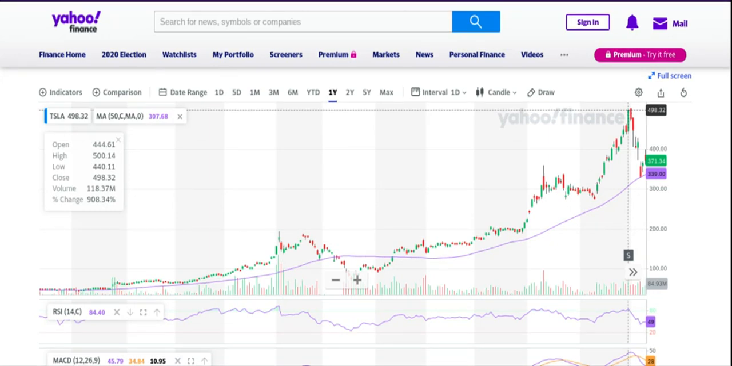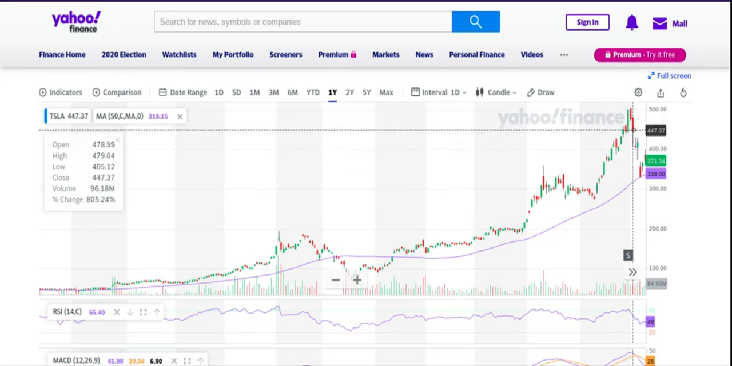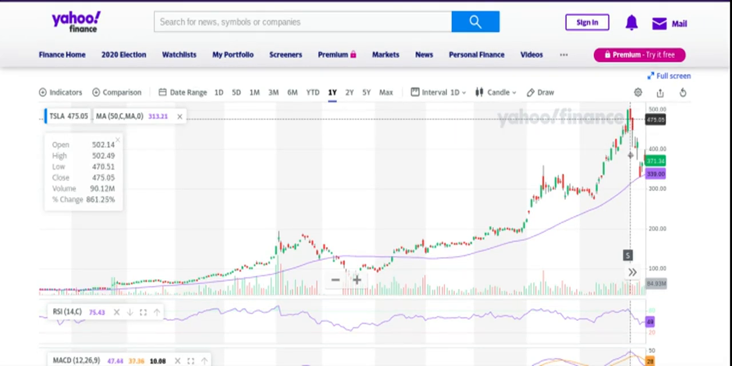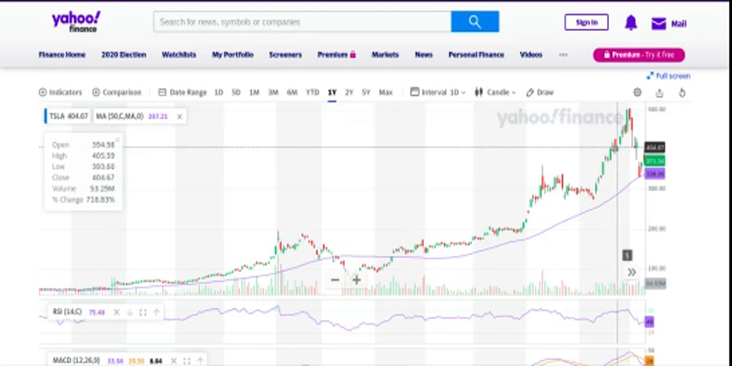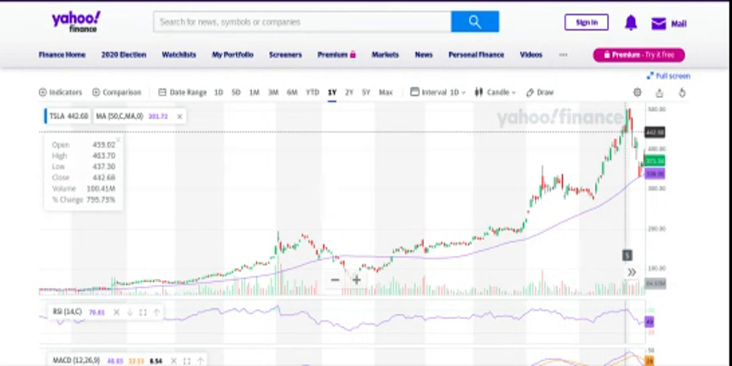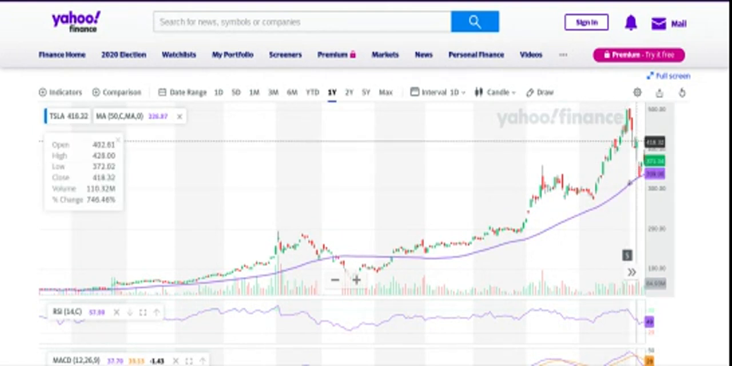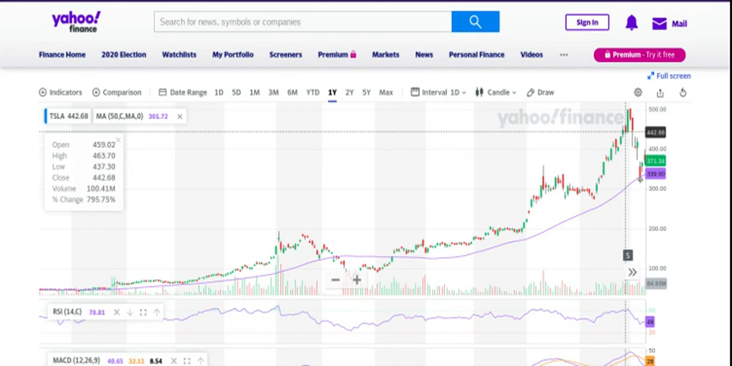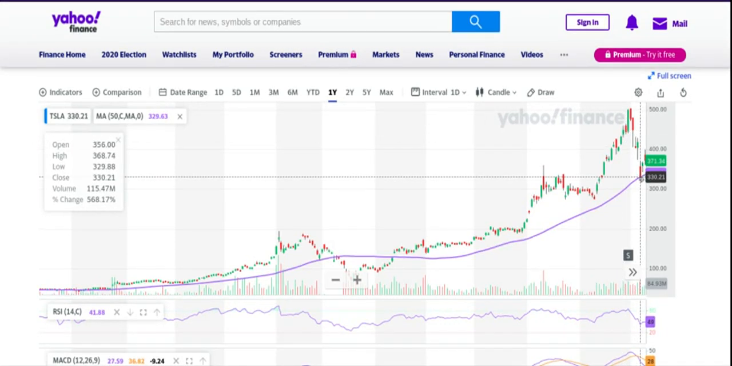The split happened. We had the secondary offering news, which pushed the stock down to the previous support level, which was around that 400, 403 level. And then we had the S&P non-inclusion, which dropped the stock all the way down to the 50-day moving average, which is at that 330 level. You can't make this stuff up.